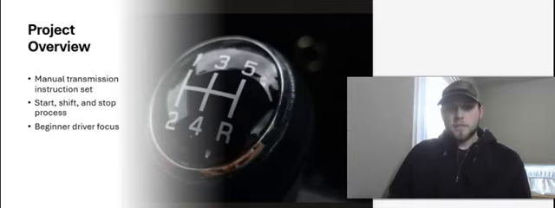My instruction set is focused on teaching someone how to drive a manual transmission vehicle. That includes the full basic process, starting the car, shifting through the gears, and then safely bringing the vehicle back to a stop. The main audience for this was beginner drivers or people who have never driven manual before. Because of that, my goal was to keep everything as clear and step-by-step as possible without assuming too much prior knowledge.